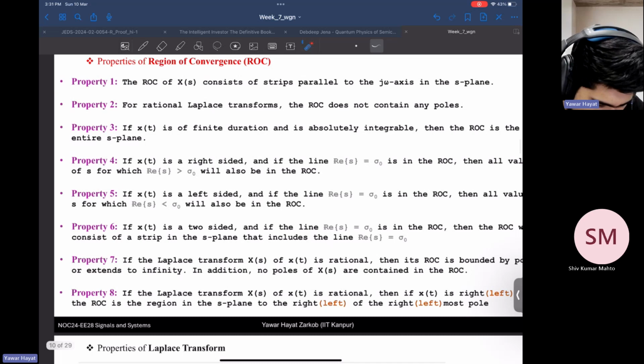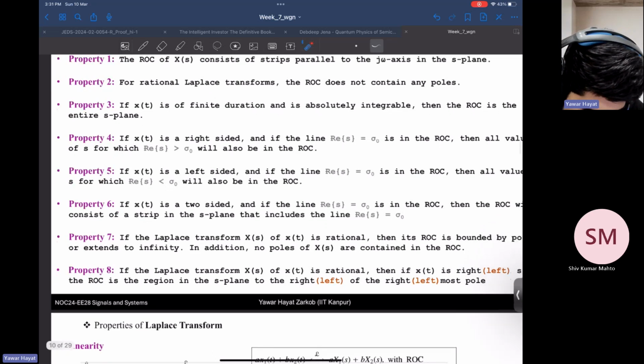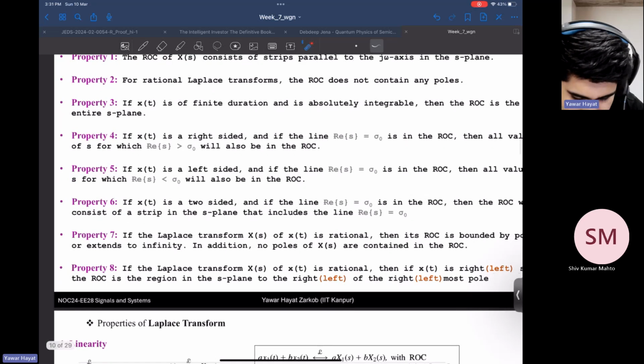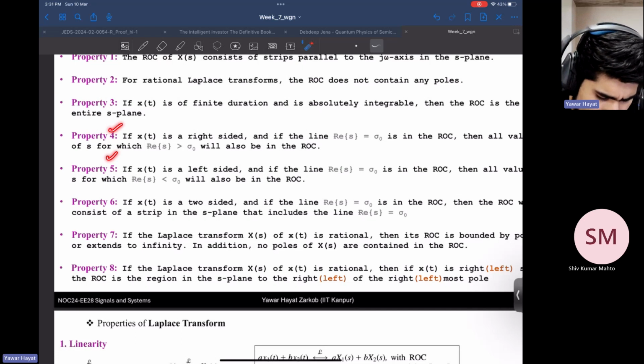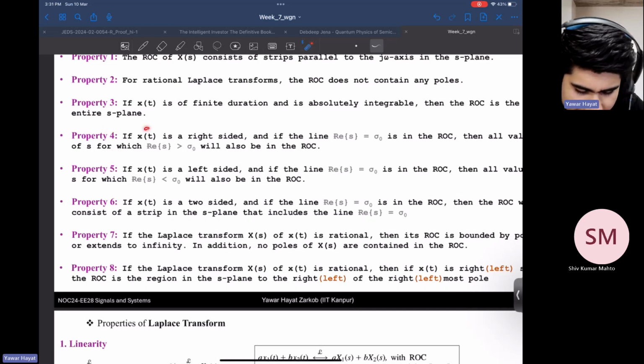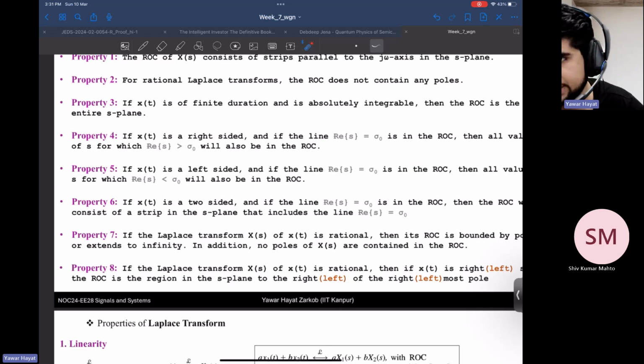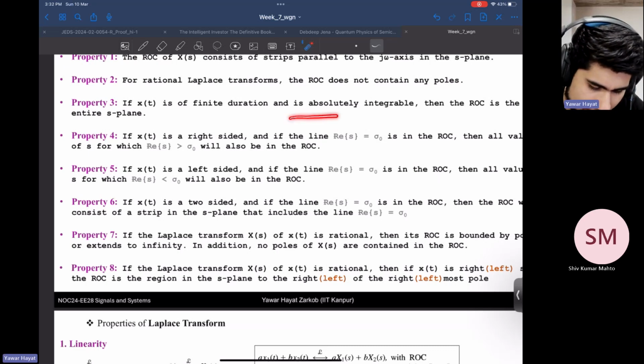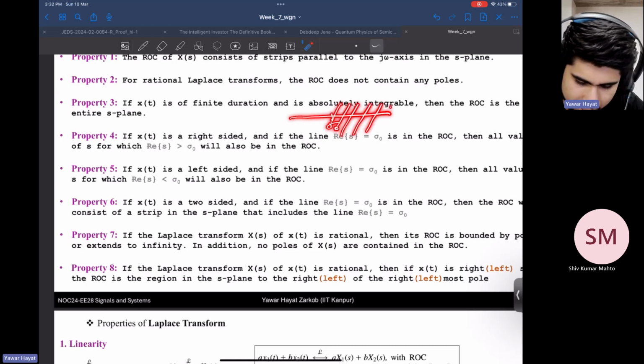Right. Likewise, we have property 5, which is kind of a dual of this property 4. Then property 6 is if x of t is a two-sided signal. Notice from property 4 and property 5, if I have a right-handed signal, its ROC would also extend towards the right-hand side. Right? R of s greater than sigma naught. What does that mean? I have some sigma naught and ROC is greater than the sigma naught.